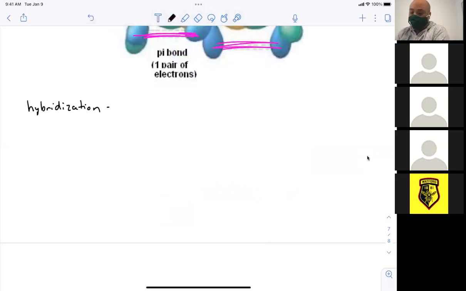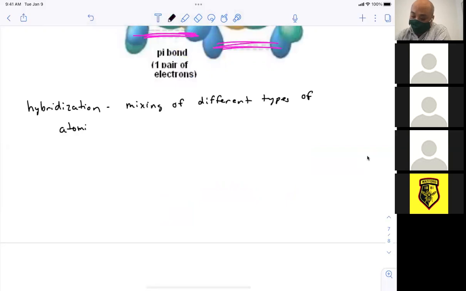Hybridization is the mixing of different types of atomic orbitals in an atom. Because here's the deal, and let me explain to you why hybridization is important.